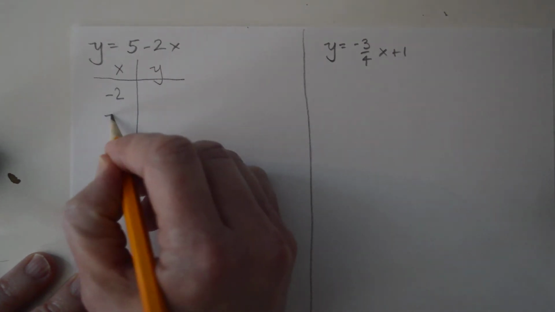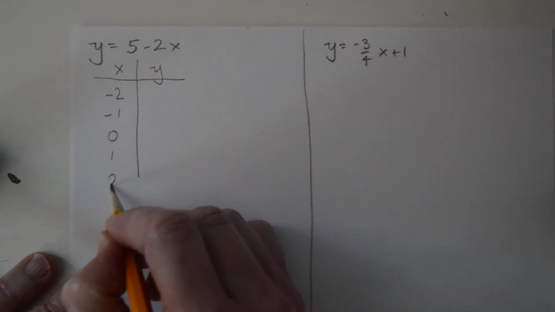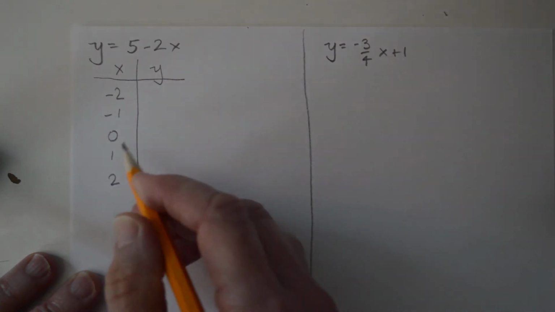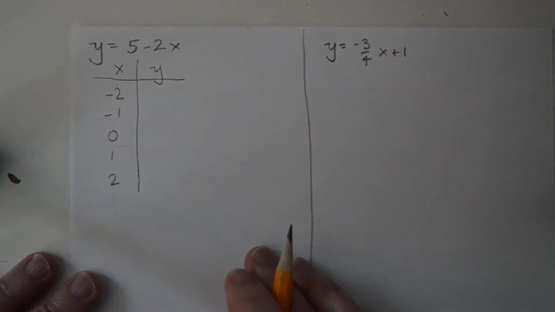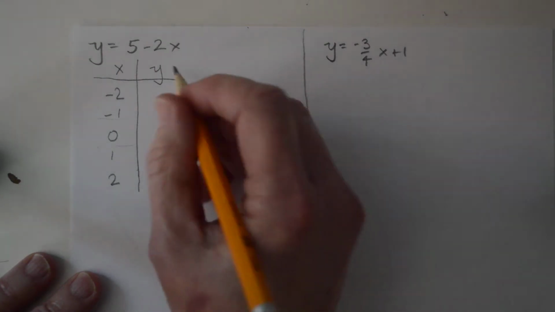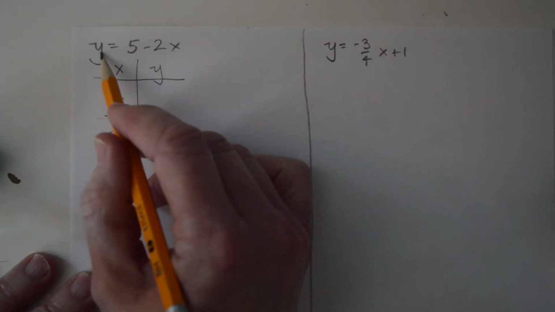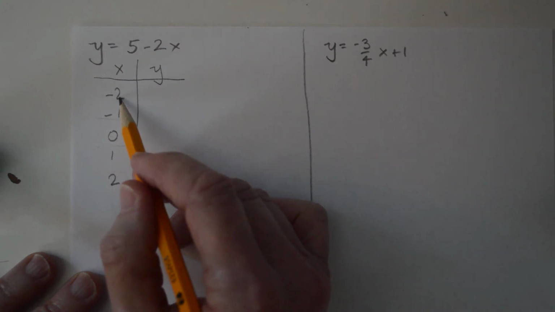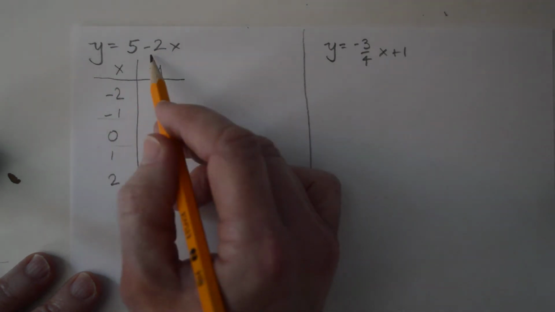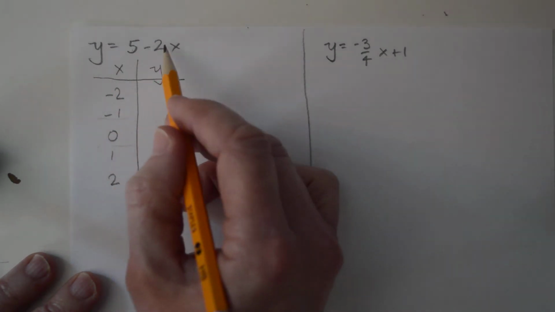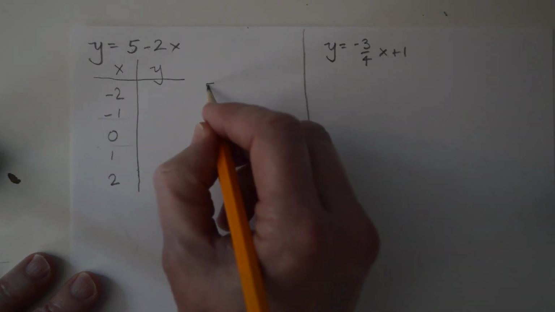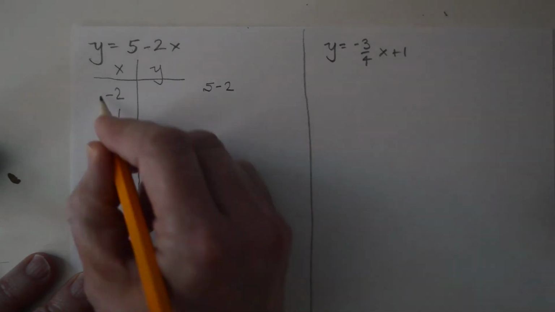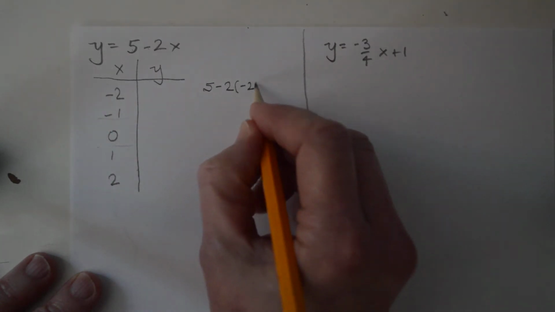So just like before, I'm going to pick some values here. I'm going to go with -2, -1, 0, 1, 2, just to give us some positive values, some negative values, and 0 is always a nice easy one to have in there. All right, so this is saying that the y value that goes along with -2, or any of them really, is 5 minus twice the value that's given. The value that's given is -2.